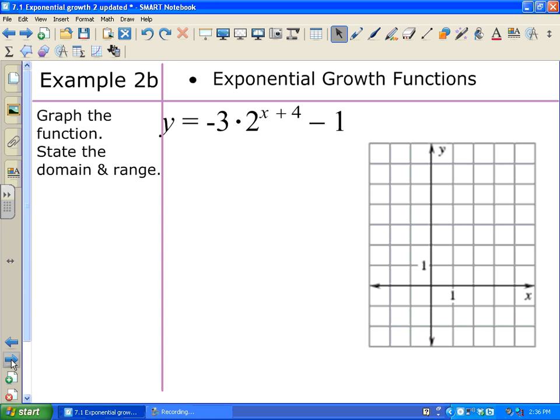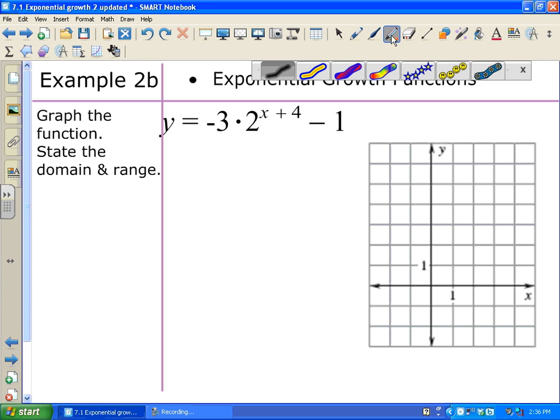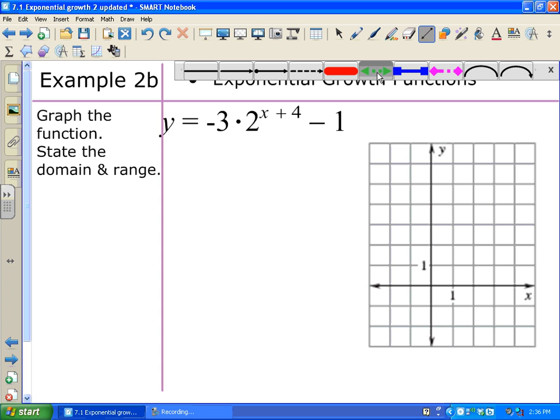Next function, y equals -3 times 2 to the x plus 4 minus 1. You should be able to describe the translations just by looking at it. Opposite x, so -4 for my x. My y is going to be multiplied by -3 and subtracted 1 from that. Also, you should realize that you will have an asymptote at -1.